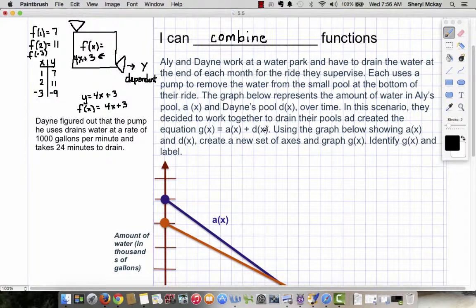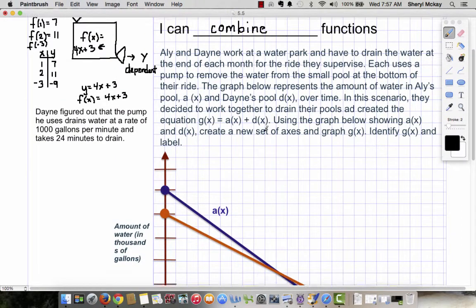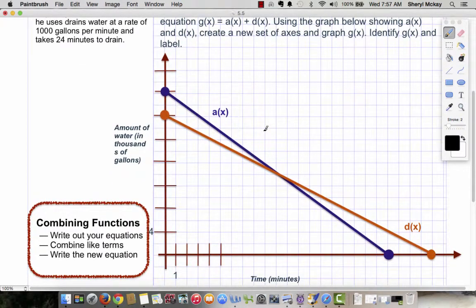So using the graph below, showing A of x and D of x, create a new set of axes and graph G of x, and identify G of x and label it. All right, before we start doing any combining, we need to really understand what's happening here. So let's take a look at our graph. A of x is in blue, D of x is in orange.